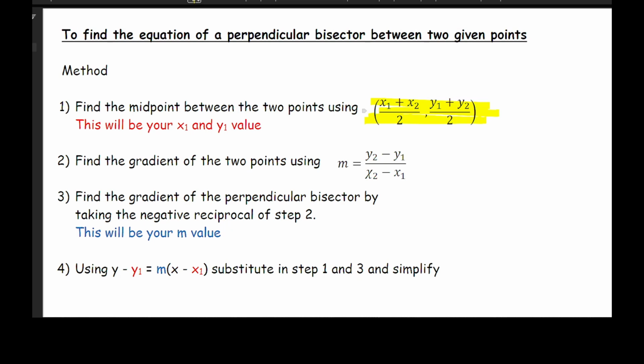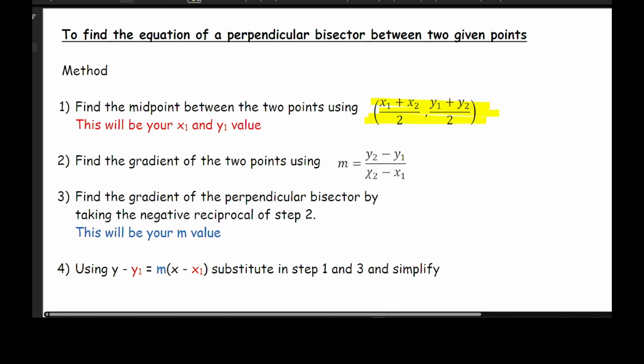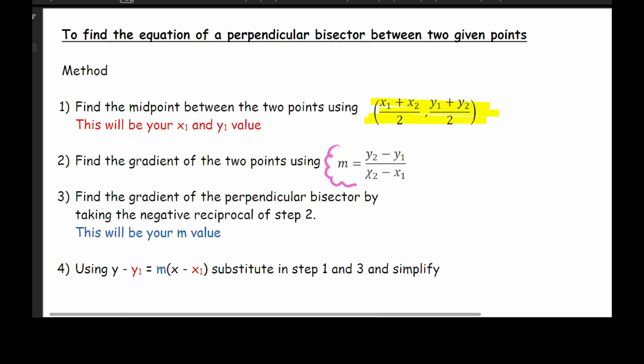And this will give us our x and y1 values that we're going to later use for the equation of a line. The next thing we then need to do is to find the gradient of the 2 points, in which we use this formula here of y2 minus y1 over x2 minus x1. In other words, the difference in y over the difference in x. And then because we're trying to find the equation of the perpendicular bisector, it's going to be the negative reciprocal of that gradient that I've just highlighted.